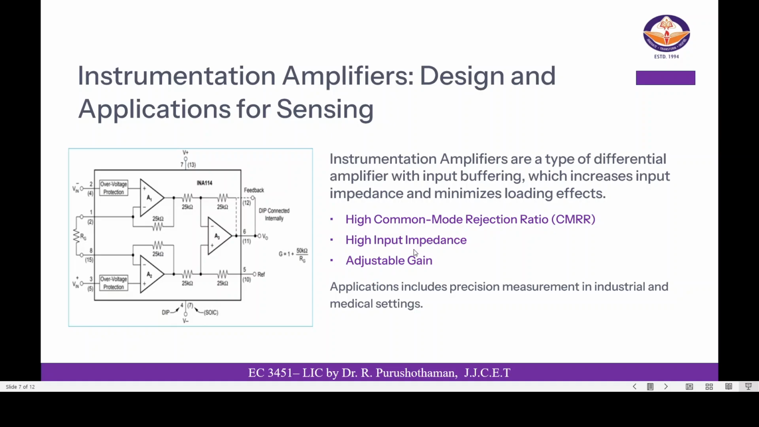The main features of the instrumentation amplifier are high common mode rejection ratio, that is CMRR, then high input impedance, then adjustable gain. The concepts of CMRR, high input impedance and all, we have already discussed in the electronic circuits and design subject, and the application includes precision measurement in industrial and medical settings.